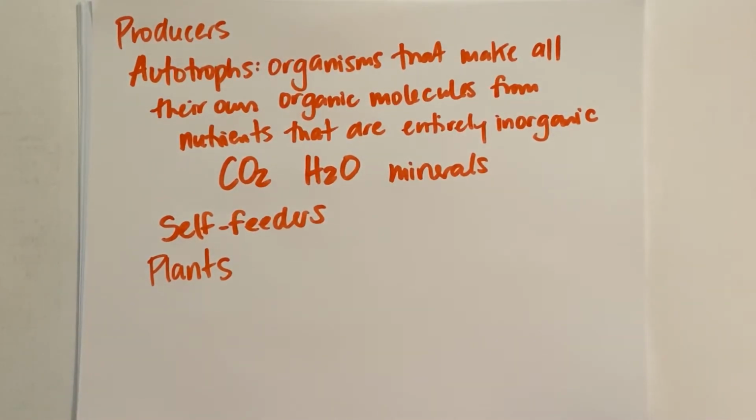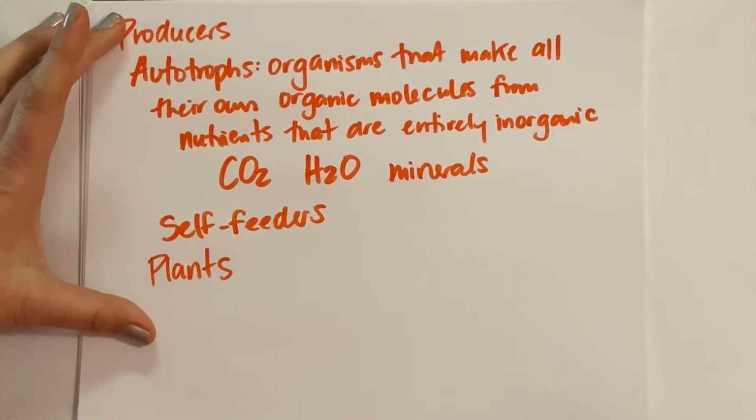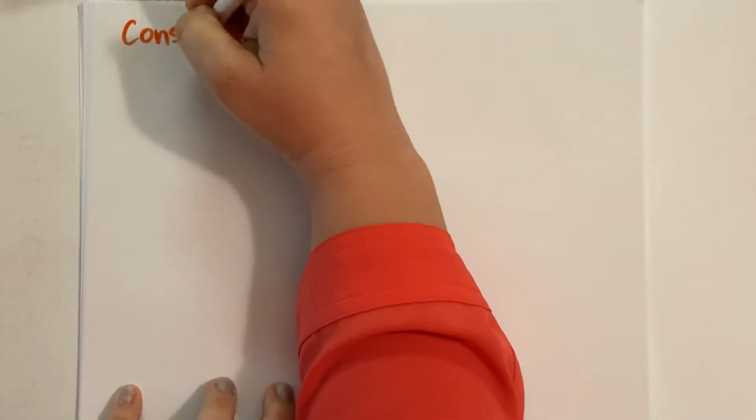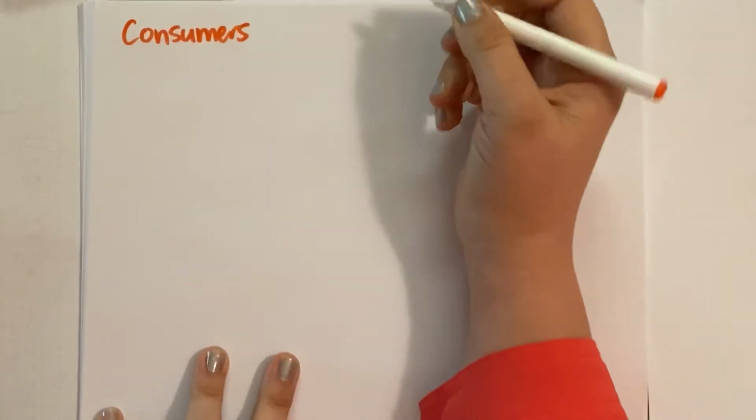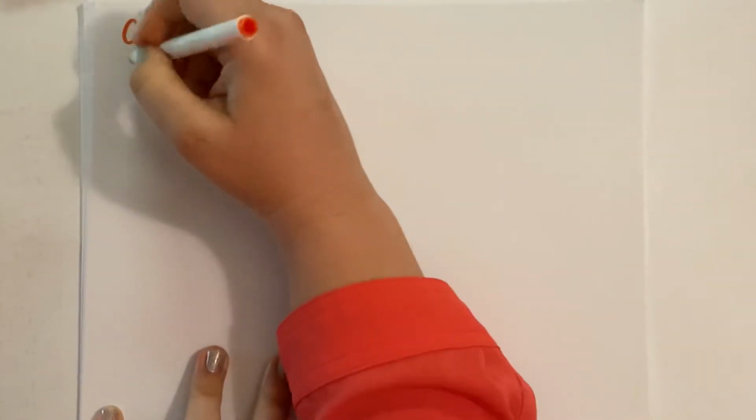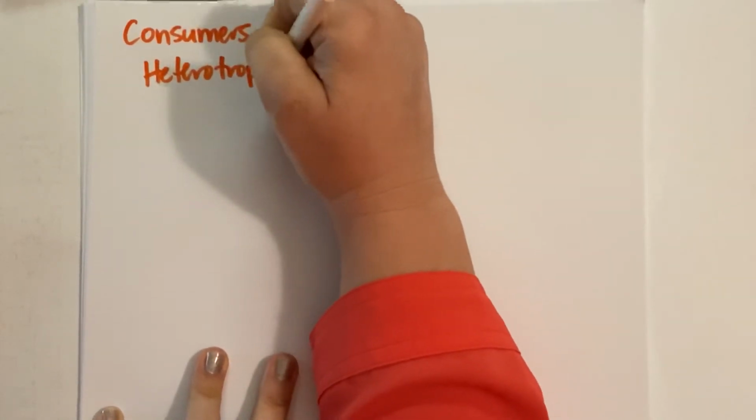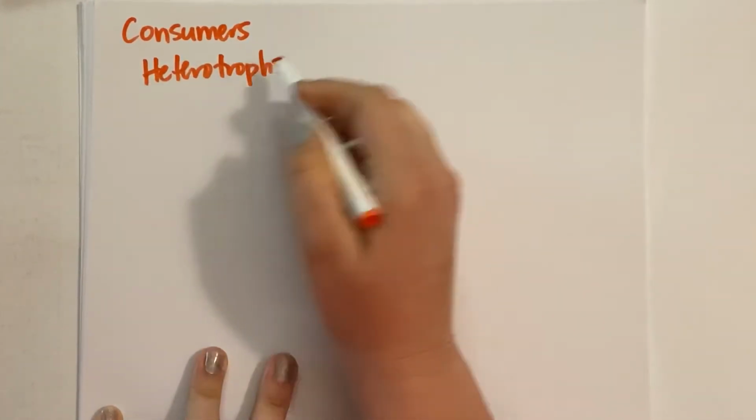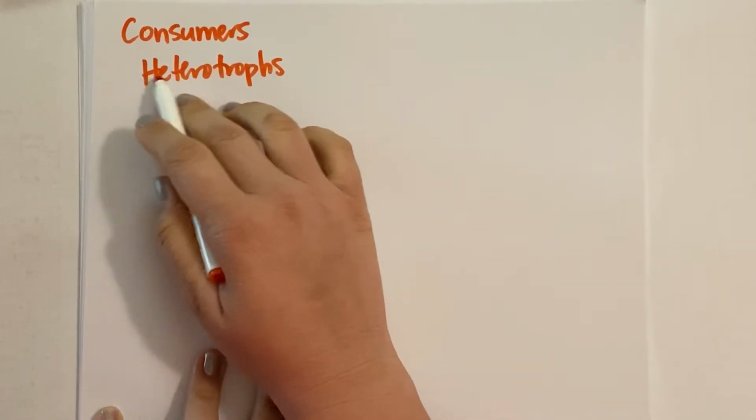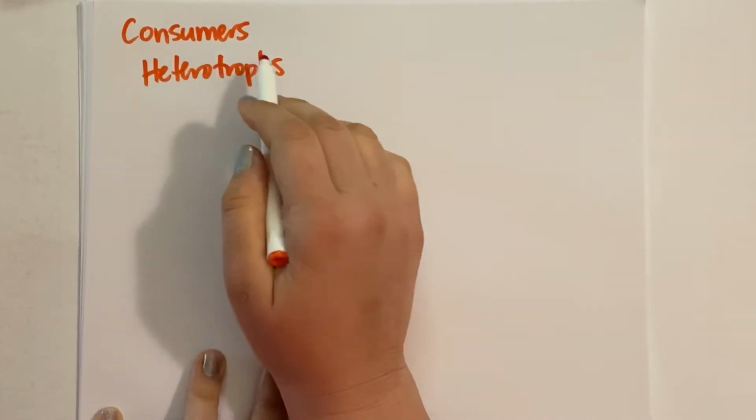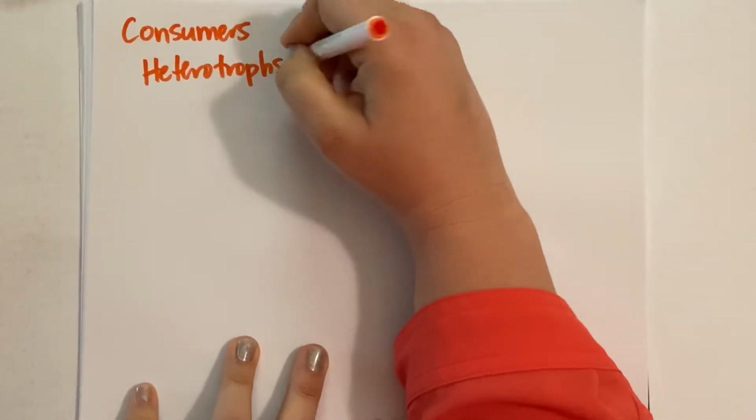Now, a second group are going to rely on the producers for everything. This is the group that we're found in. We are going to be considered consumers, so we consume materials. The other term for this is heterotrophs. The word hetero means different or other, and troph means feed, so they're other feeders, different feeders. They're not feeding themselves.